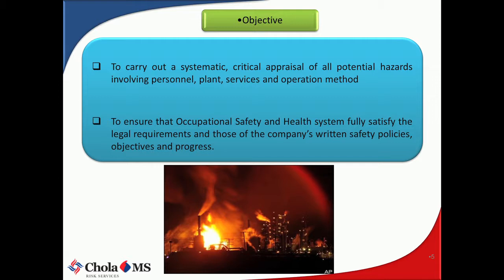So I'll just give you the objective of safety audit. It's nothing but to carry out a systematic critical evaluation of the potential hazards involving personnel, plant, services, environment, and operations. Apart from identifying the potential hazards, the second is to ensure that the occupational health and safety system of an organization fully meets the legal requirements and also the company's own written policies. This is basically the objective of a safety audit.